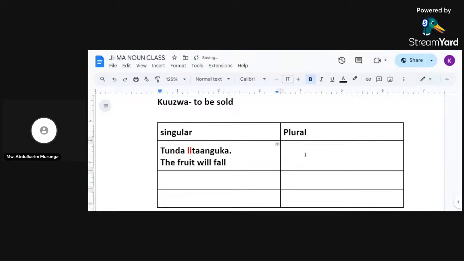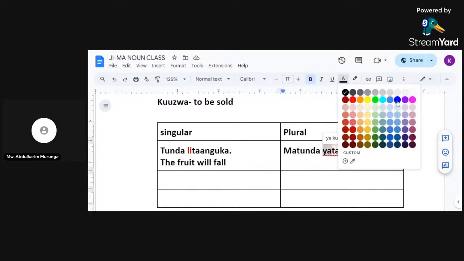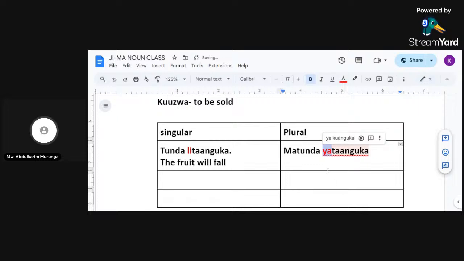The fruit will fall. Tunda litaanguka. And if there are many, we say matunda yataanguka. Fruits will fall. Matunda yataanguka. So we have tunda, matunda.